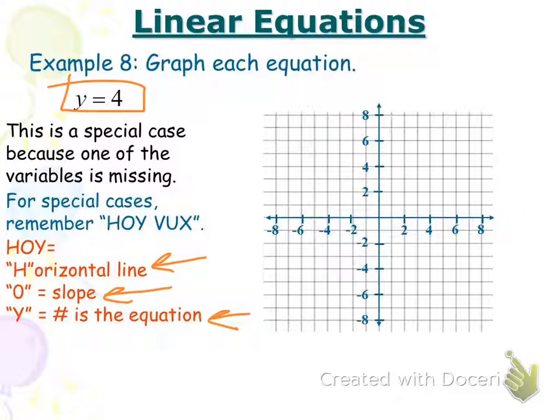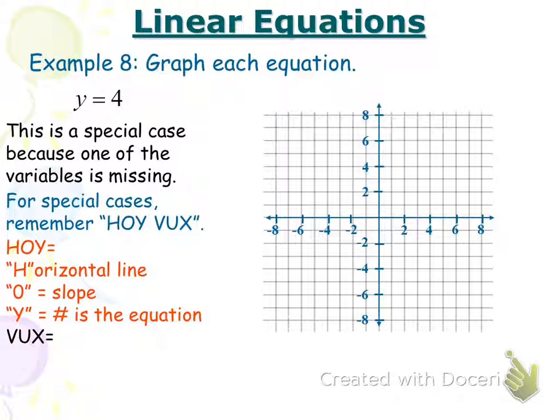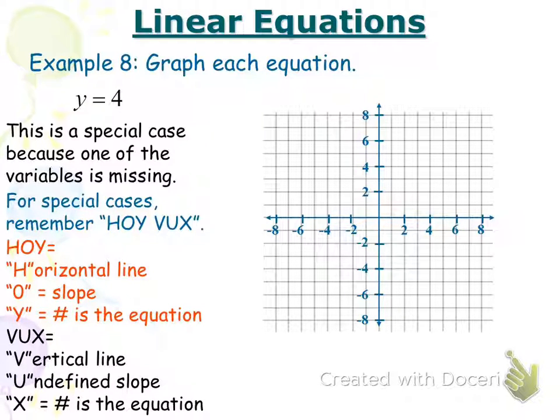Okay? HOY VUX. Now, what does the VUX stand for in this context? Vertical lines have a slope that is undefined. Yes. And what does the equation of a vertical line look like? X equals a number, any number. X equals 5, X equals 7, X equals 9, X equals -3. Those are all equations of vertical lines.